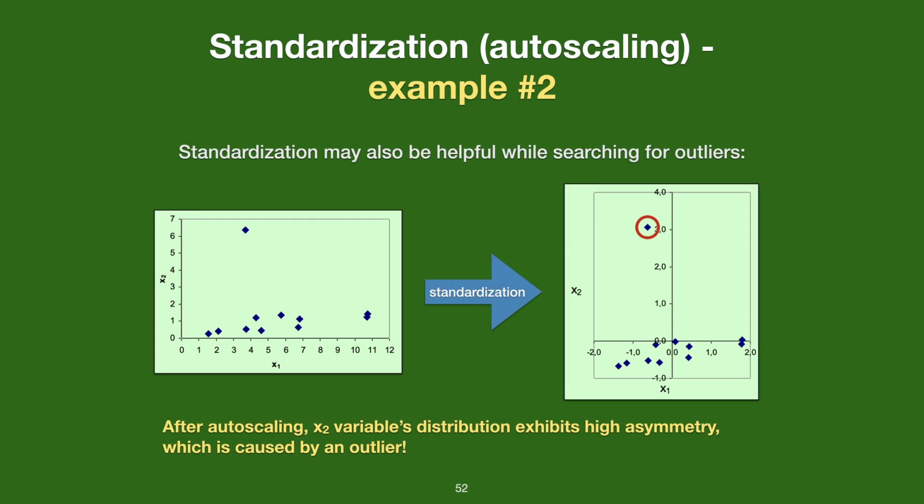This slide shows another benefit of autoscaling. It can also help in searching for outliers. According to the slide, after autoscaling, the distribution of the x2 variable exhibits high asymmetry, and that asymmetry is caused by an outlier. So autoscaling is not only about preparing the data for later multivariate analysis. It can also sharpen our perception of suspicious structure, a bit like cleaning your glasses and suddenly noticing that one data point has been acting weird all day.